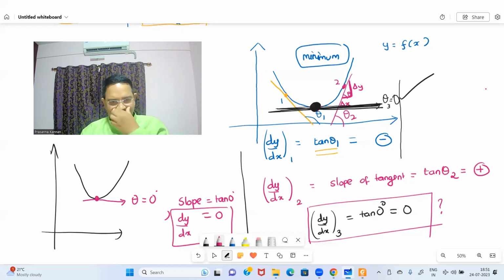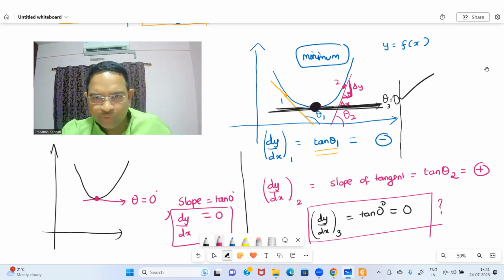So do you understand this? This is what I'm trying to say. If a function reaches minimum, at that point, if you draw the tangent and find its slope, the slope is 0. Are you clear? I would like to get a thumbs up from those who have understood. Aditya has responded. Hrithwik has not responded. If not, don't worry, I'll explain again.